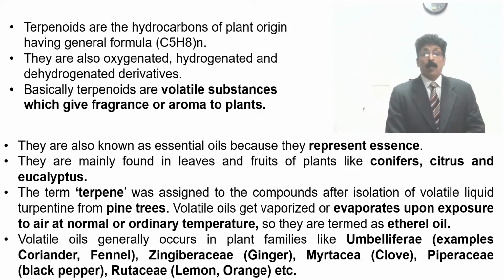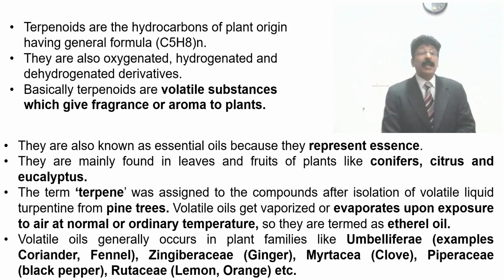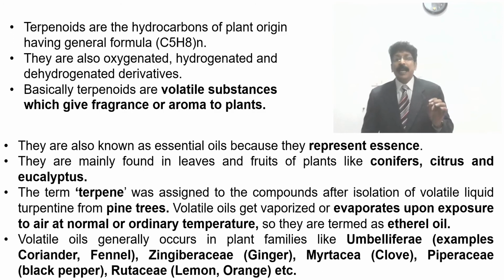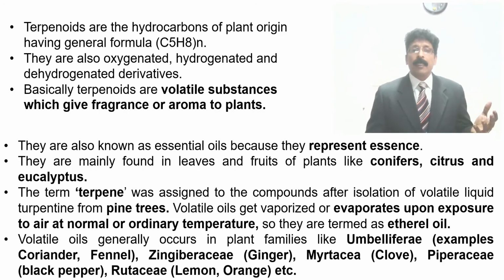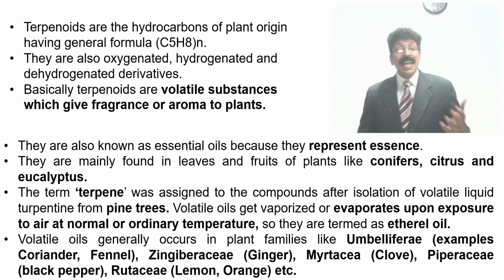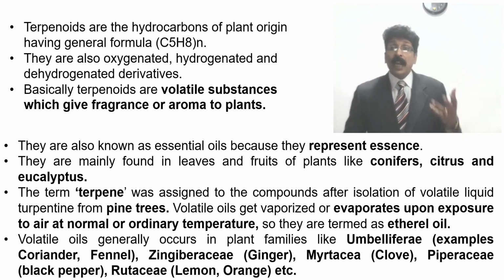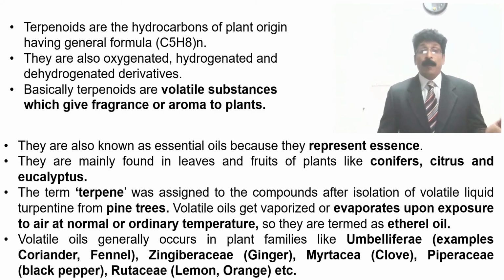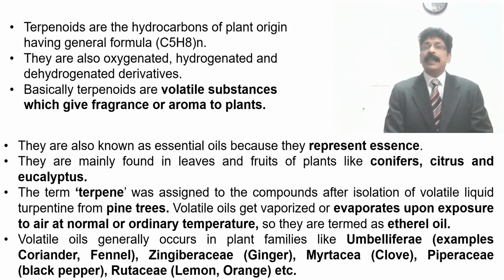Volatile oils generally occur in plant families like Umbelliferaceae, for example coriander, fennel. Zingiberaceae, ginger. Myrtaceae, clove. Piperaceae, black pepper. Rutaceae, lemon, orange. There are many. We have taken the important ones which we are going to discuss.